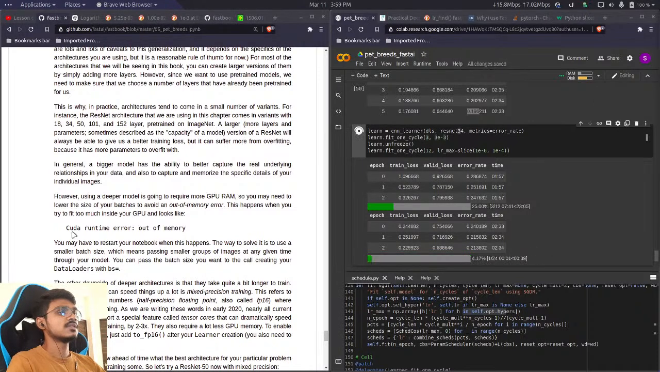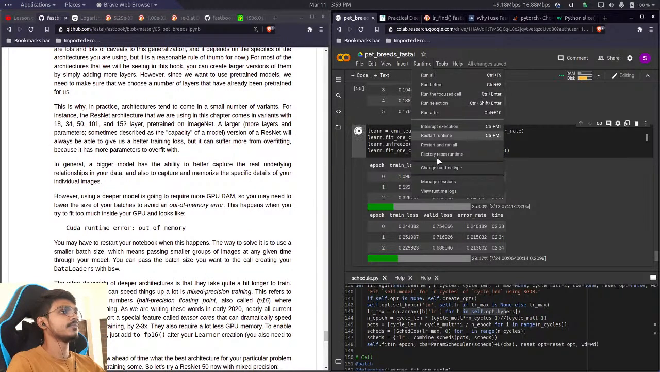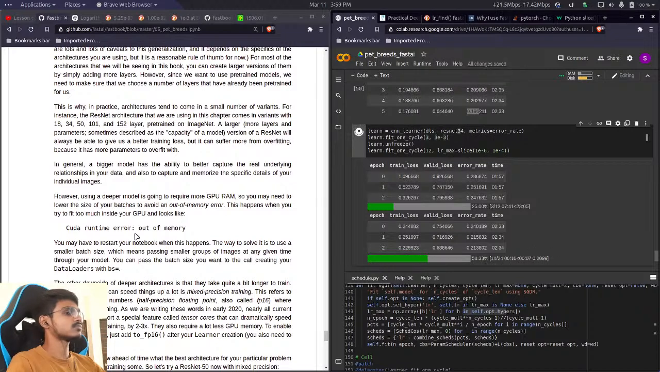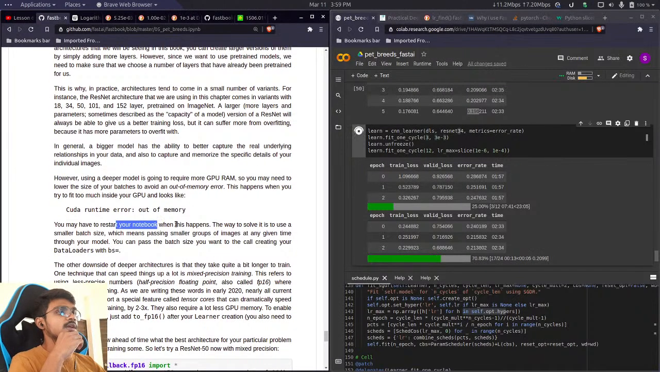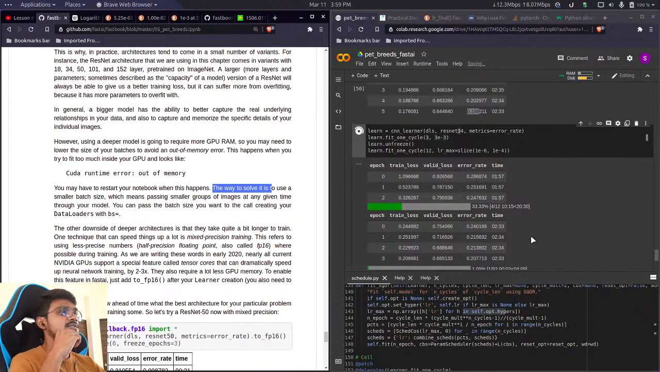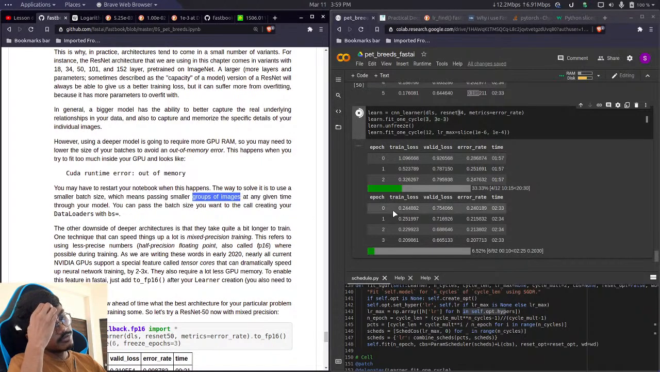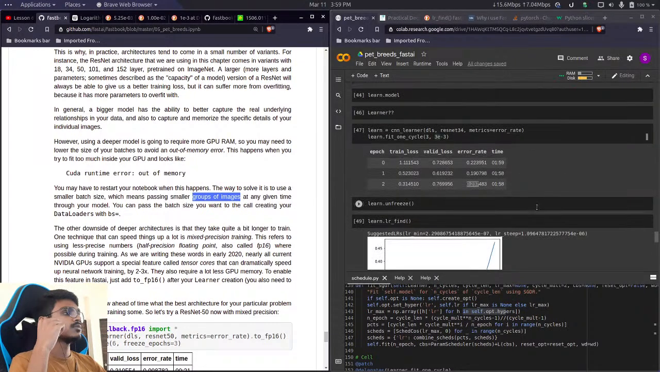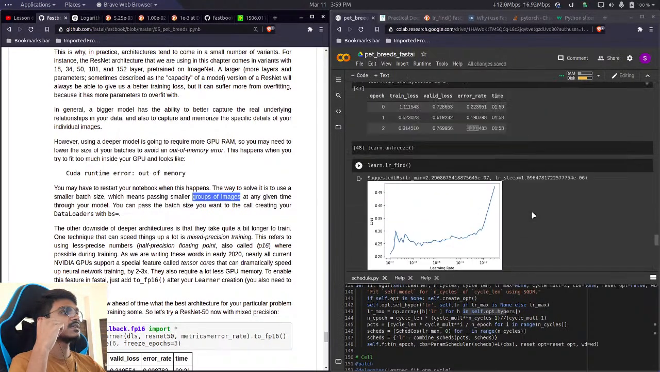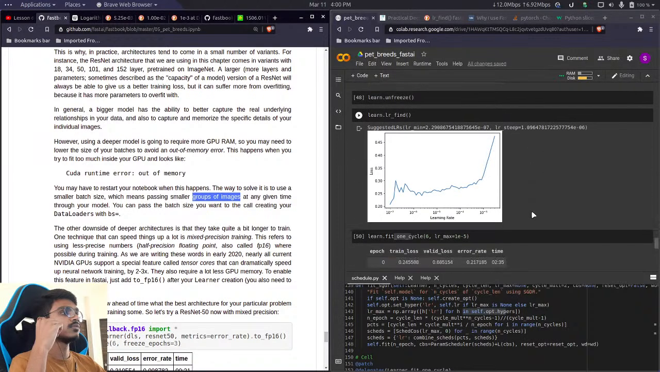So whenever this happens in this notebook, we have to restart the notebook. You may have to restart your notebook when this happens. And the way to solve it is to use a smaller batch size, which means passing a smaller group of images at any given time through your model. So I guess the batch size is 64, or is it 32?